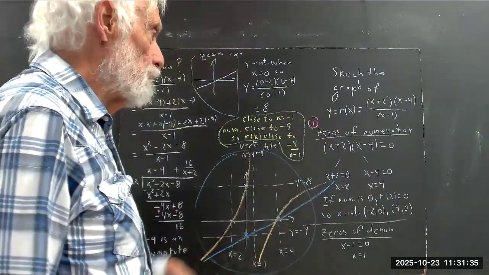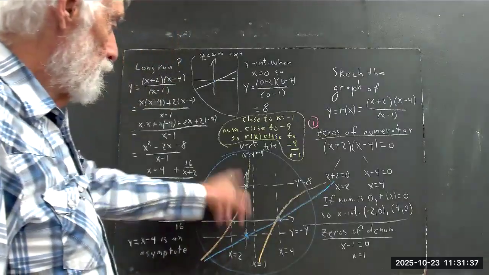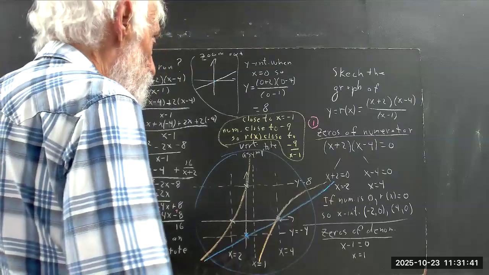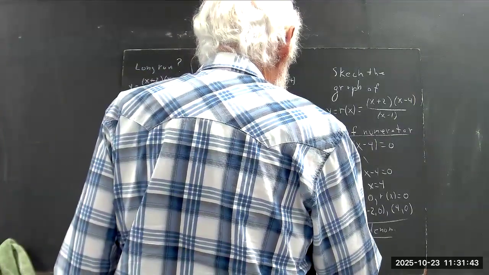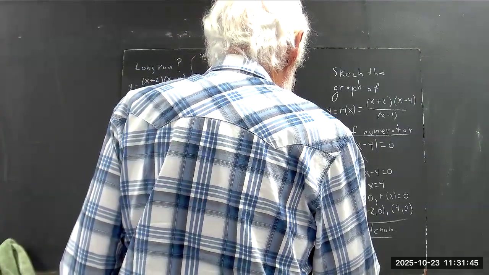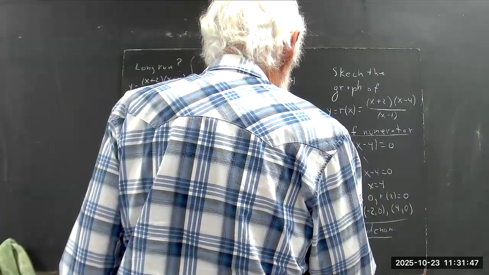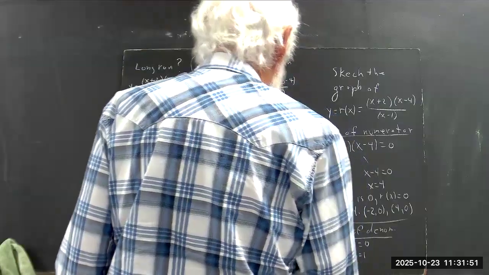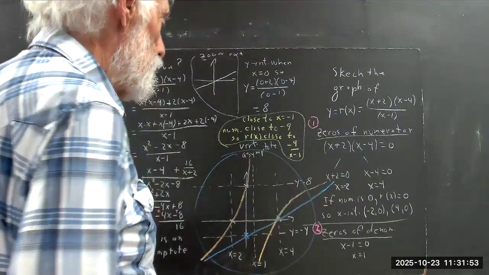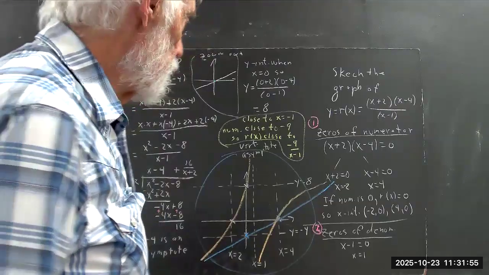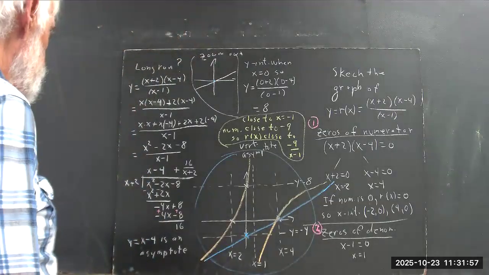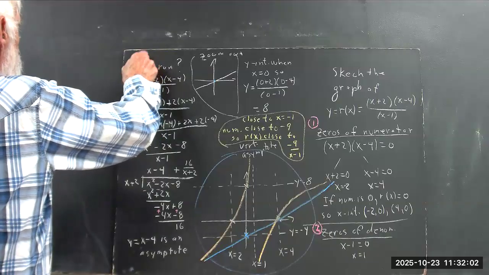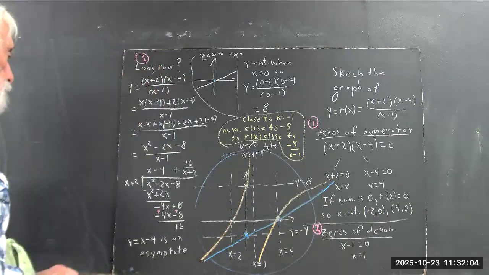Number one, find the zeros of the numerator and do what you already know how to do. Okay. Number two, zeros of the denominator. Okay. Number three, long run.